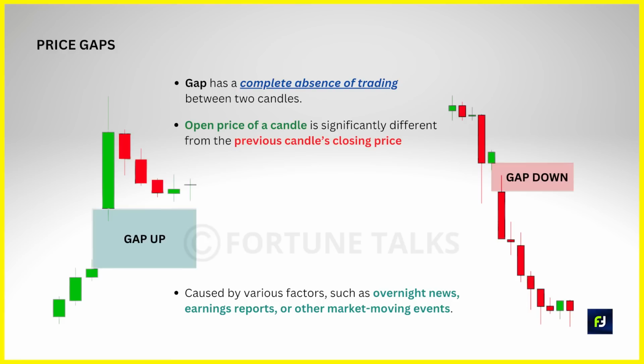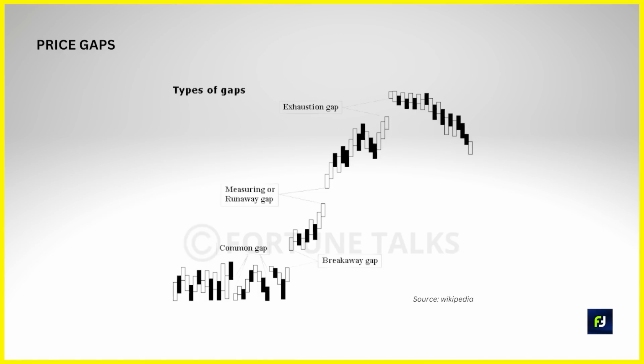Now, these gaps can be caused by various factors, such as overnight news, earnings reports, or other market moving events. And gaps can be of different types. It can be breakaway gaps, runaway gaps, exhaustion gaps, and professional gaps. Depending on the type of gap, you can choose to adopt a particular strategy to capitalize on the imbalance. I have already made a detailed video on gaps and how to trade them in my complete price action course. You can check that out to learn more.